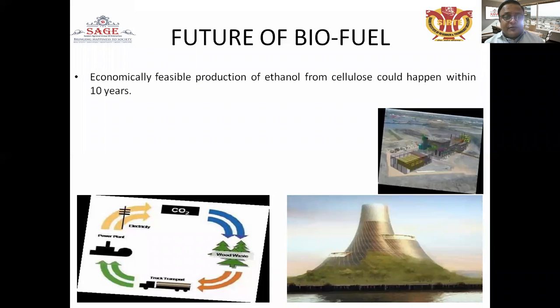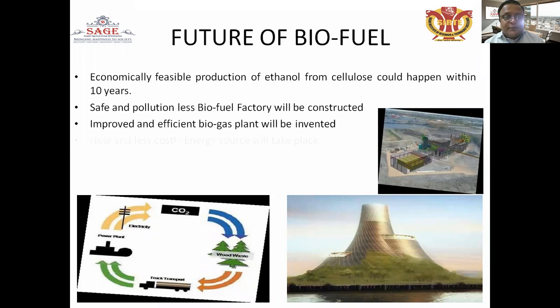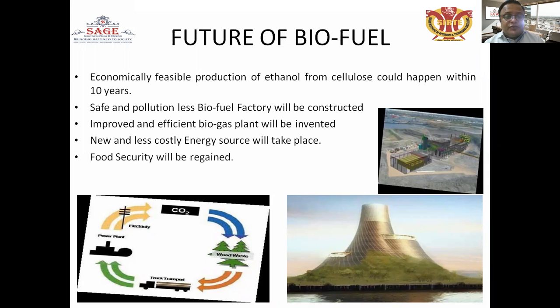Economically feasible production of ethanol from cellulose could happen within 10 years. Safe and pollution-less biofuel factories will be constructed. Improved and efficient biogas plants will be invented. New and less costly energy sources will take place. Food security will be regained. Fuel and food prices will decrease.